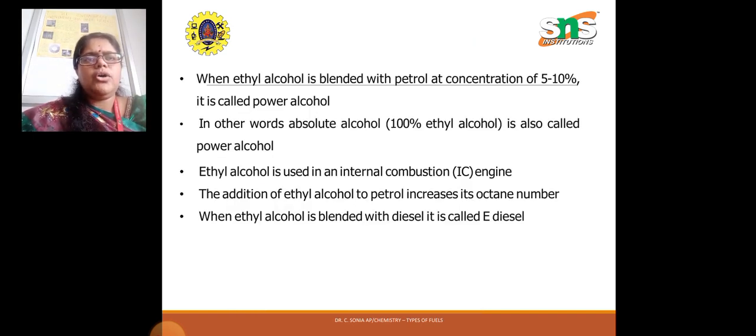So power alcohol: when ethyl alcohol is blended with petrol at the concentration of 5 to 10%, it is called the power alcohol. In other words, absolute alcohol, 100% ethyl alcohol, is also called the power alcohol. Ethyl alcohol is used in an internal combustion engine. The addition of the ethyl alcohol to petrol increases its octane number. When ethyl alcohol is blended with diesel, it is called e-diesel.